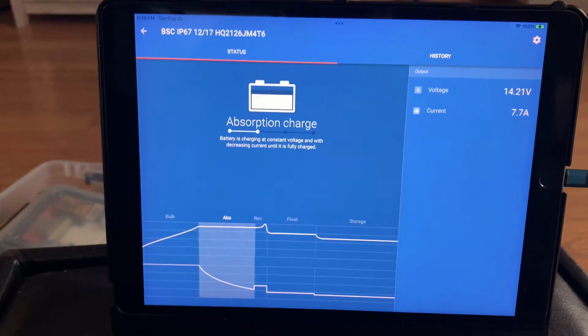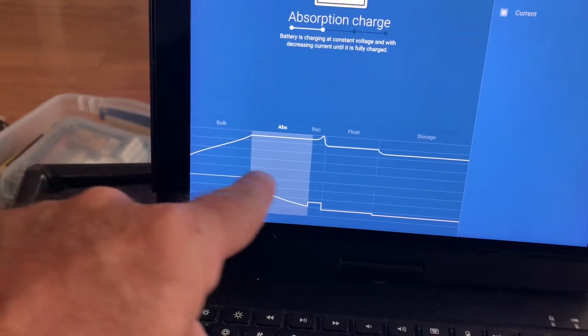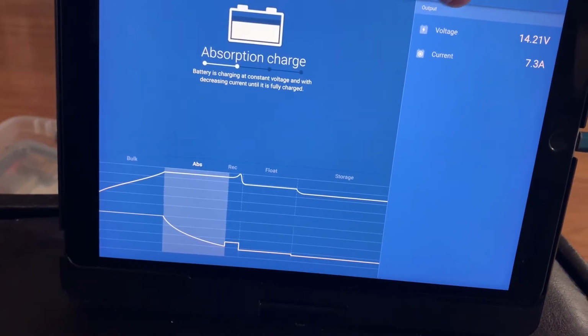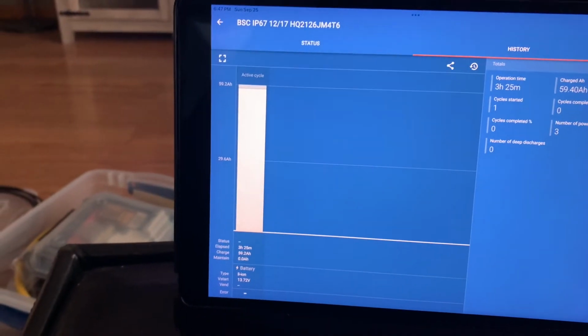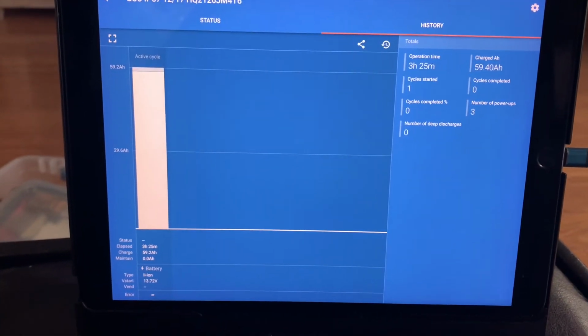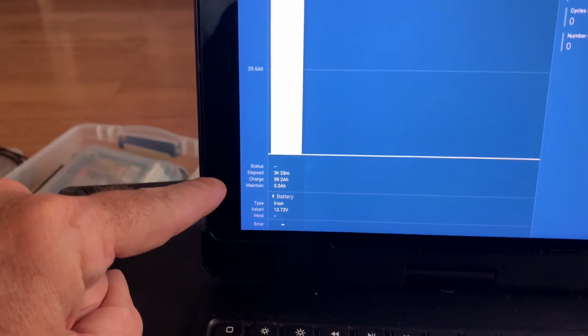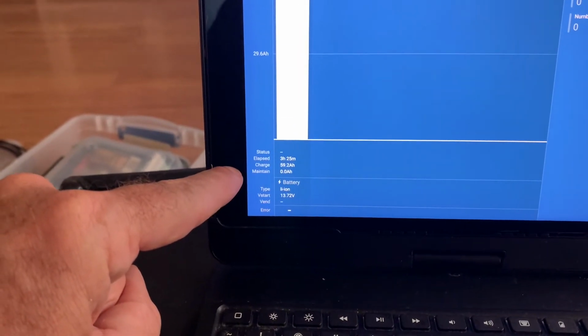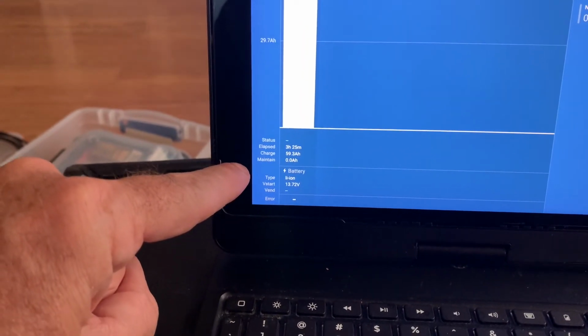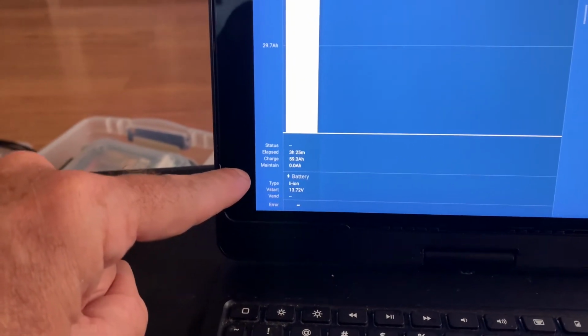Well, here's a little progress. We're now at 14.2, and we've come out of bulk and gone into absorption. Just recently happened. And where are we at? 3 hours and 25 minutes into the charge. So elapsed time, 325. It's charged 59.2 amp hours, 0.3. Maintain, not sure what that means. I have to look that up.